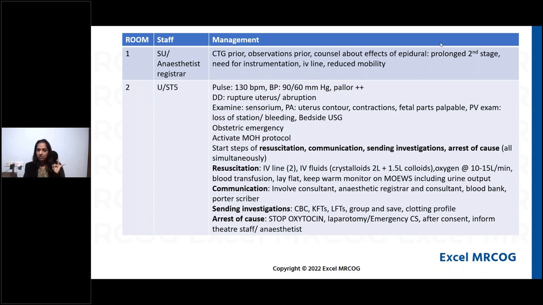Okay. She has to be shifted for a laparotomy, either a rupture, or if she's not ruptured yet, then emergency cesarean section. After consent, inform the theater staff, inform the anesthetist. That is what you would do in this particular case.